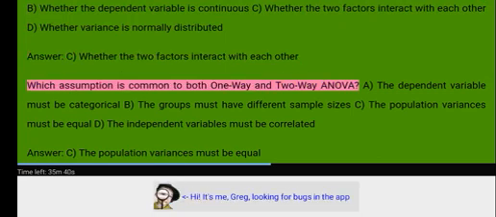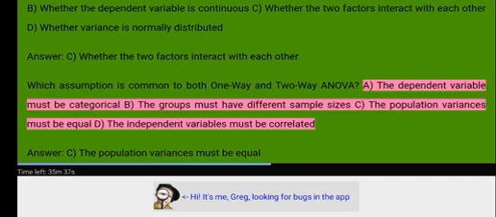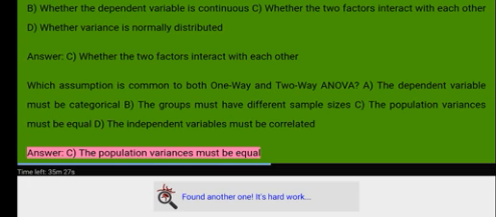Which assumption is common to both one-way and two-way ANOVA? A. The dependent variable must be categorical. B. The groups must have different sample sizes. C. The population variances must be equal. D. The independent variables must be correlated. Answer: C. The population variances must be equal.